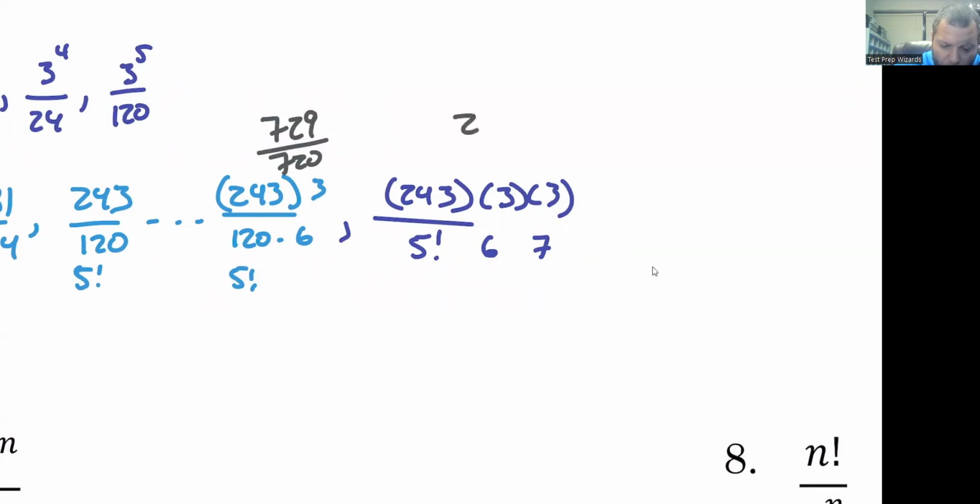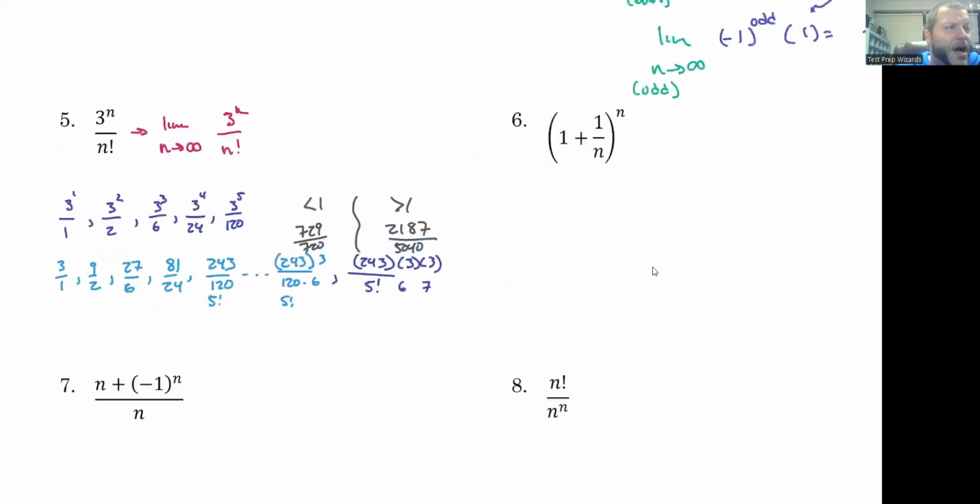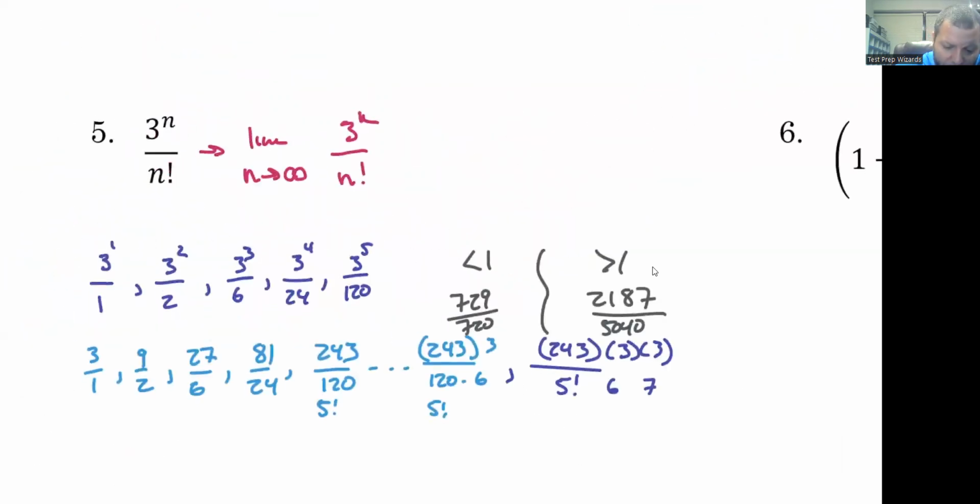This would be 2187. Did I do that right? 2187 over 7 factorial, which is 5040. So notice here, this is bigger than 1, but now this is less than 1, right? So at the 7th step and forever on after that, the bottom is going to dominate. So this thing is going to go off towards 0.